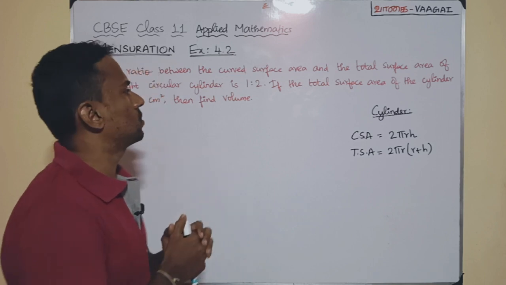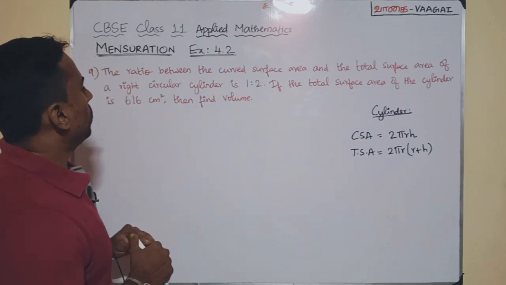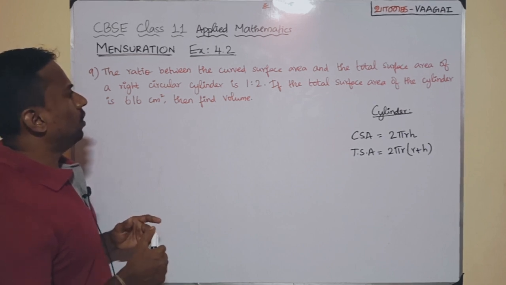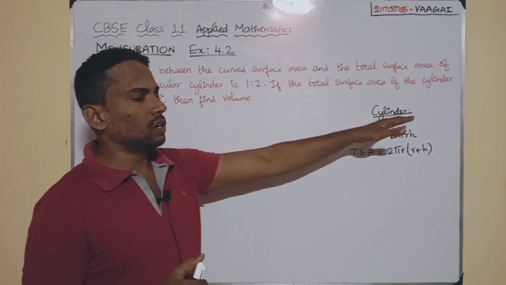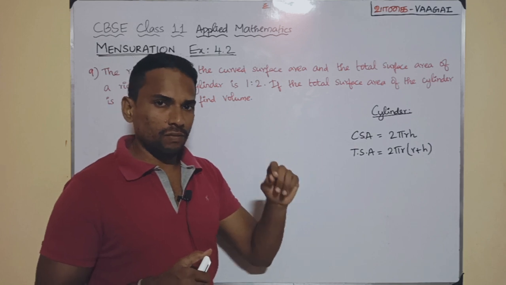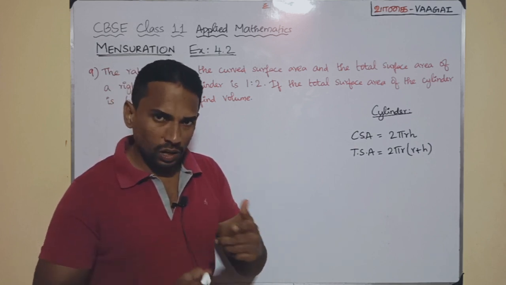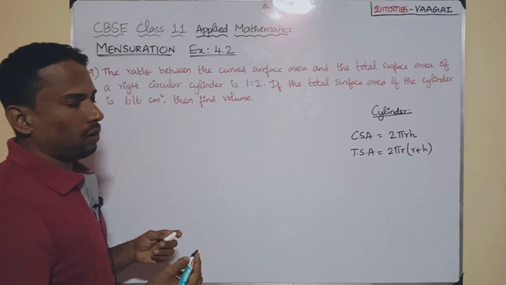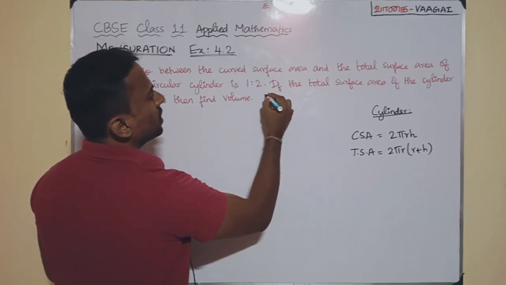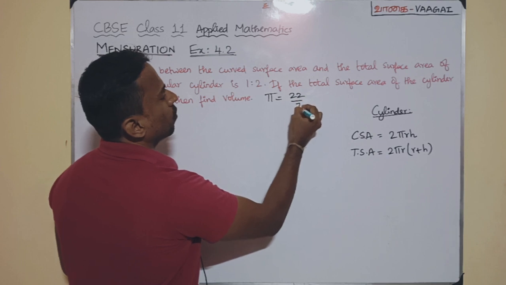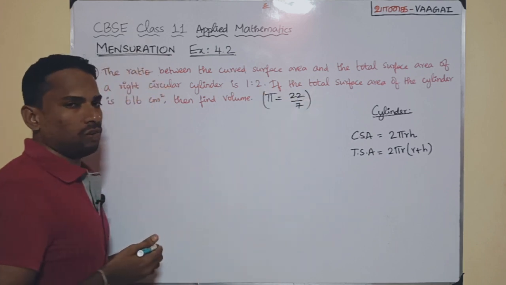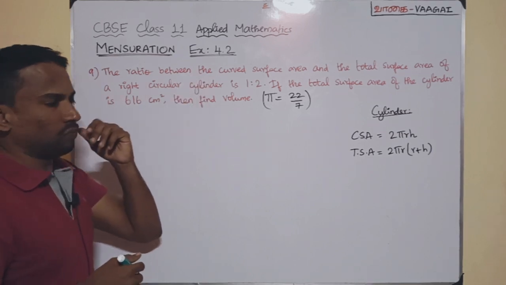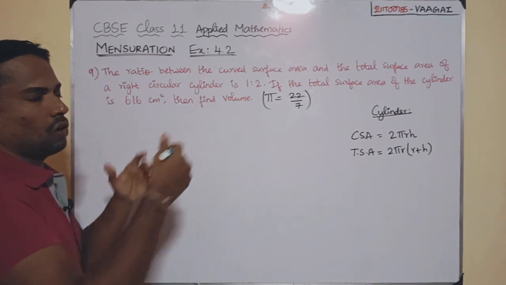So what we need to do here is first get a relation between the radius and height, and only then can we finally solve this problem. And of course, we can take the value of π as 22/7 by default. Now let's start from the first condition of this question.